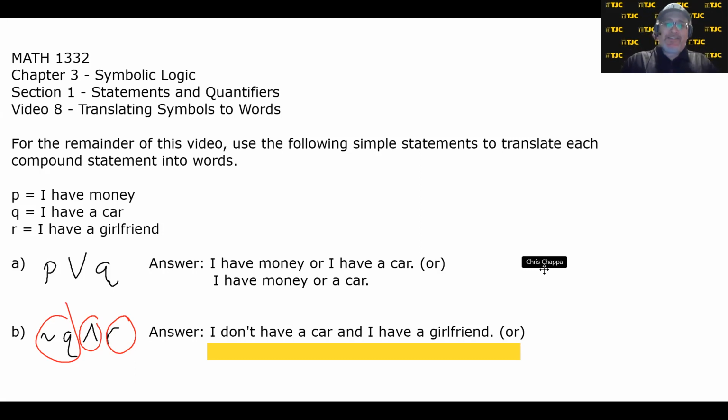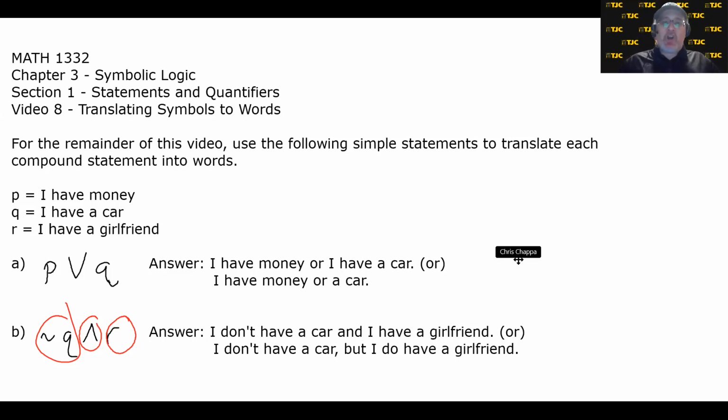Now, how could we possibly say that differently? Remember in the previous video when I said that but and and were kind of the same, and I wasn't quite sure when to say which? The best time to say but is this, and the best time to say and is that. It dawned on me that the best time to say but is when one of the statements has a negative connotation and the other one has a positive. I don't have a car, I do have a girlfriend. So we could say, I don't have a car, but I do have a girlfriend, which was true for me in high school. Had a girlfriend, but I didn't have a car.